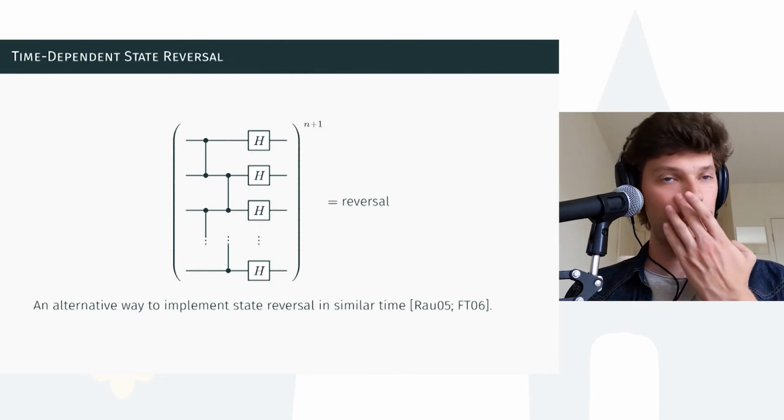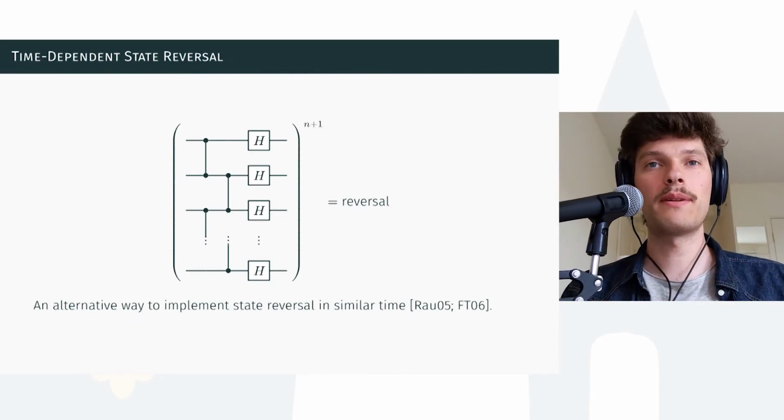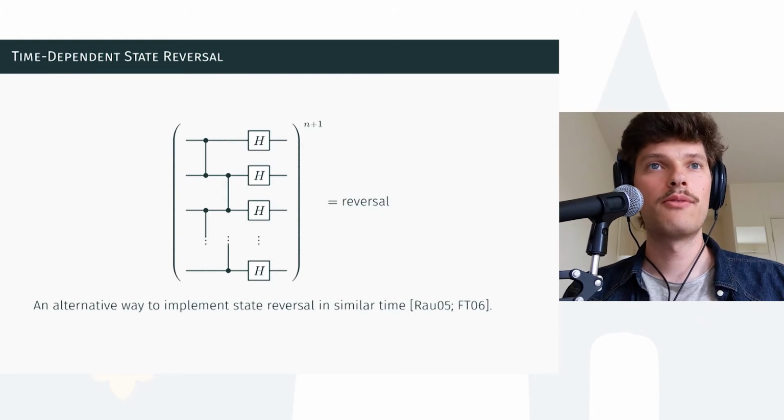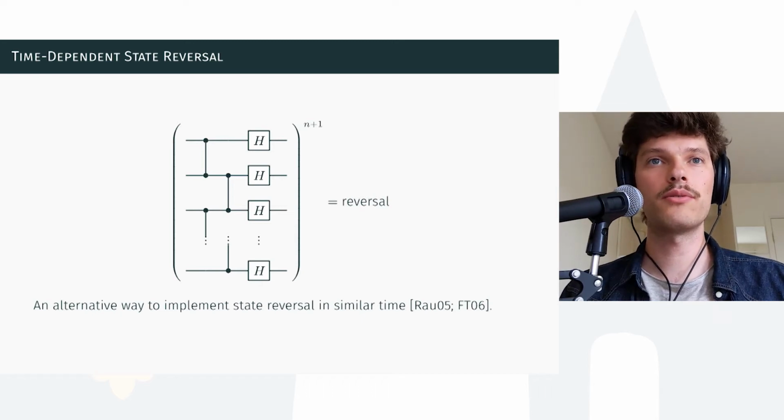An alternative way to implement state reversal in a similar amount of time as our Hamiltonian protocol is the following circuit that we apply n to n plus 1 times, where we do controlled phase gates on every pair of qubits, and then do a Hadamard on every qubit. And this also implements a state reversal.